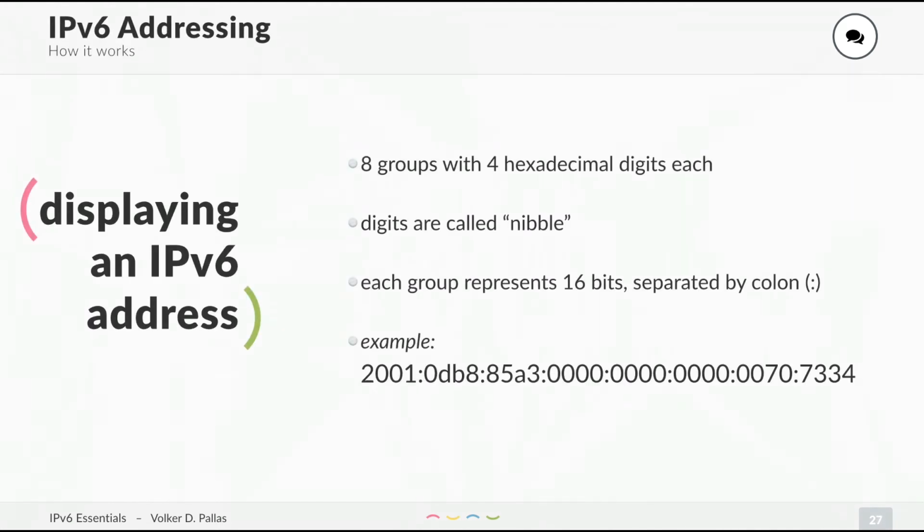There are different rules of displaying an IPv6 address. In general, we have 8 groups with 4 hexadecimal digits each. You can see the example on the bottom. One digit is called a nibble, and each group of nibbles represents 16 bits, which are separated by colon. You can see one number means 4 bits, 4 numbers is 16 bits, and one number is one nibble.